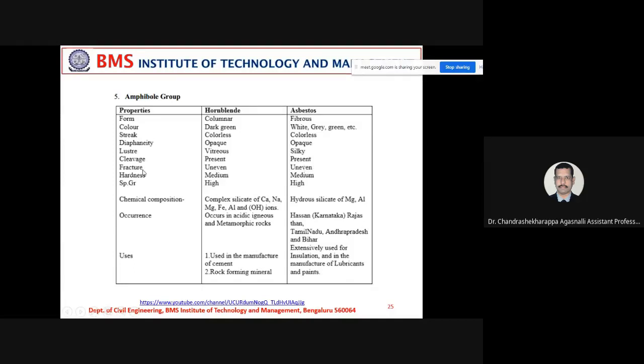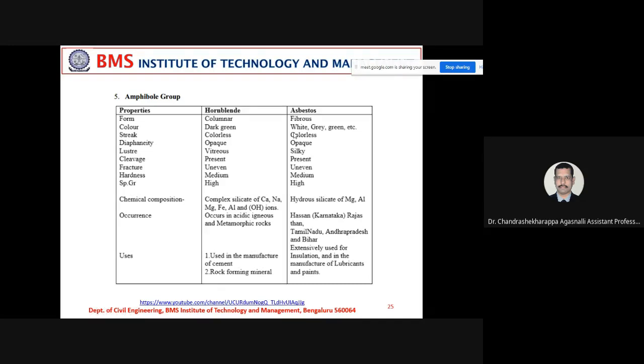Here you can see hardness is medium to high, and it is a hydrous silicate of magnesium and aluminum. Asbestos occurs especially in Assam, Karnataka, and even Rajasthan, Tamil Nadu, Andhra Pradesh, and Bihar, and the same for hornblende also. It is extensively used for insulation and in the manufacturing of lubricants and paint industries. So when we are using paints, asbestos minerals are involved. We don't know what minerals are there in the paint, right?